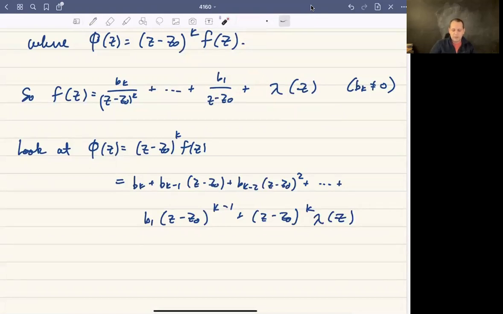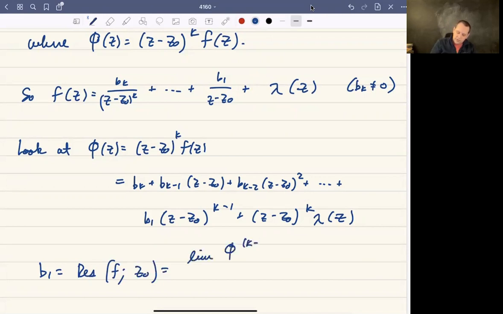In particular, if we're looking for the coefficient of the k minus first term, then b1, which is nothing more than the residue of f at z naught, is going to end up being the k minus first derivative of phi, because it's the k minus first power, divided by (k minus 1) factorial. And I add in this limit as z approaches z naught, because this is technically a removable discontinuity. We have to take these limits just to make sure everything works out nicely. But this formula comes exactly from Taylor's theorem.